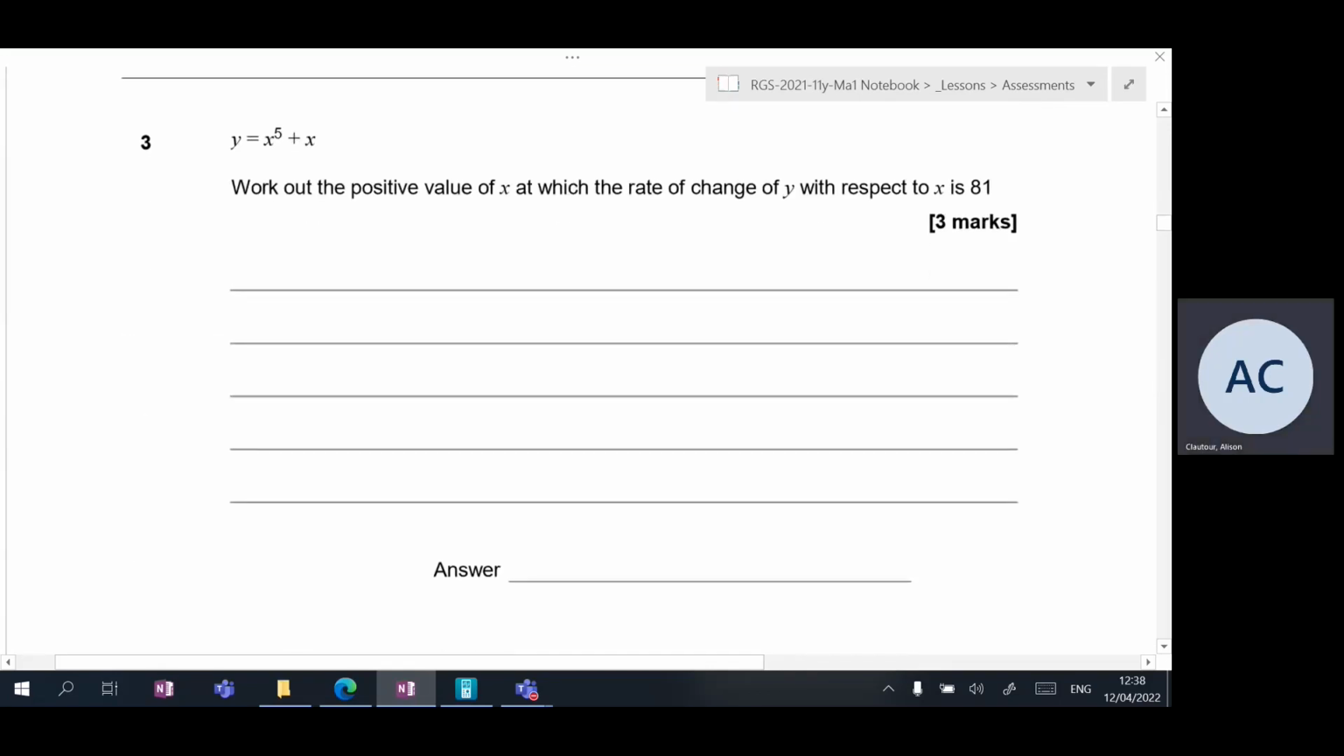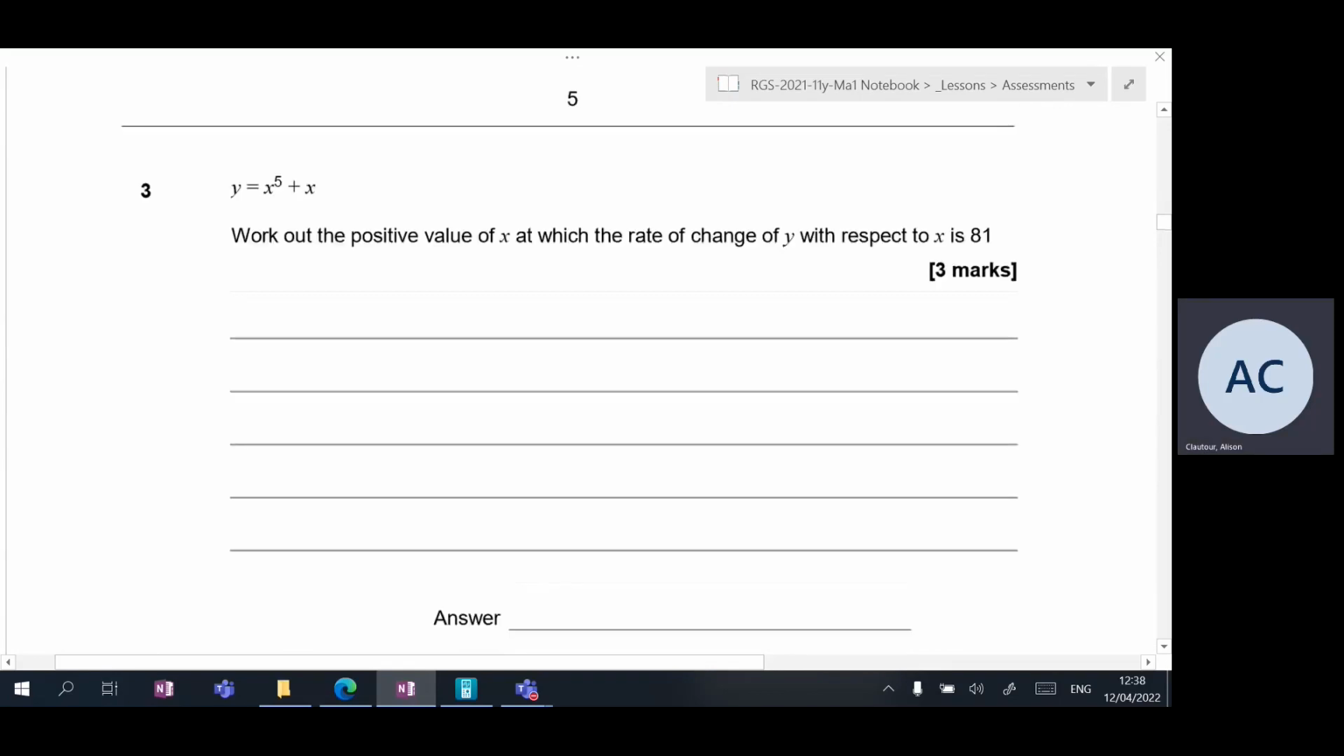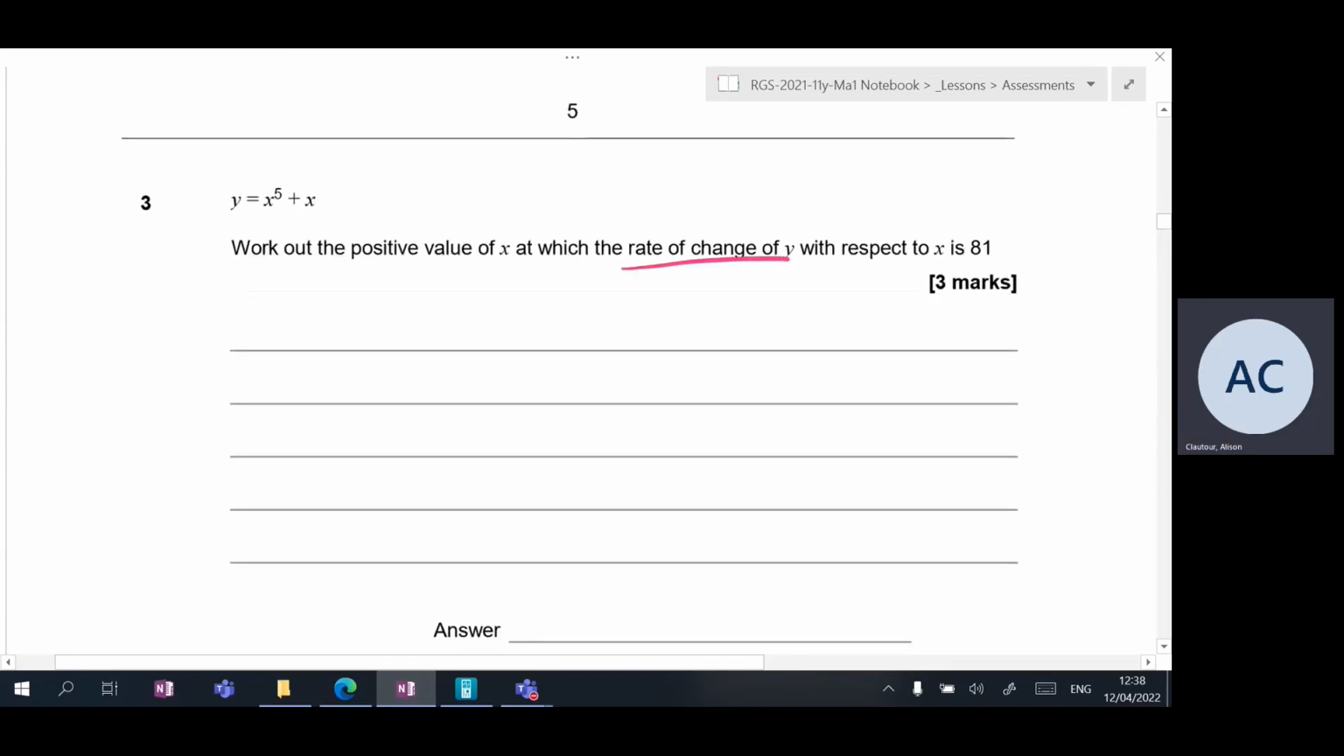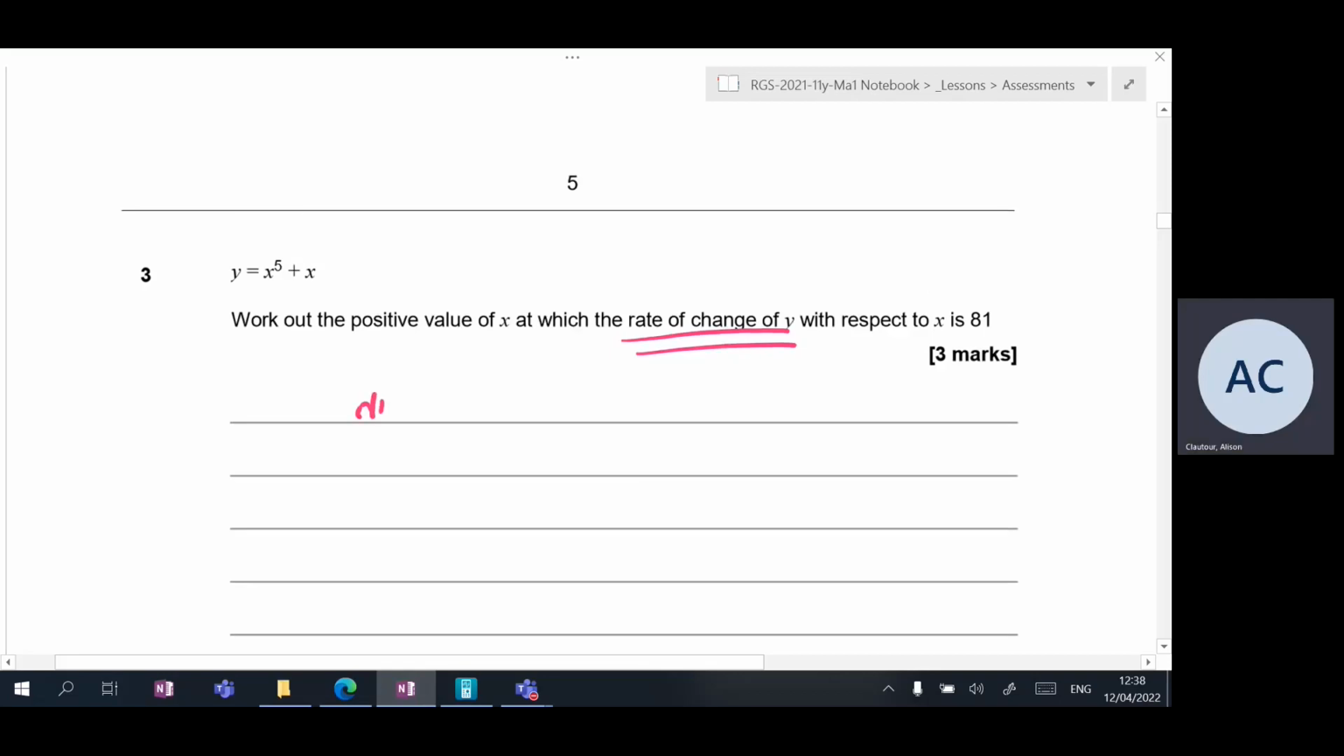Number 3. Work out the positive value of x at which the rate of change of y with respect to x is 81. As soon as you see the words rate of change of y, remember that means the gradient, so you're going to differentiate. Even if you don't know what to do with the rest of the question, as soon as you see those keywords, differentiate, and then you've got some of the first marks. So bring the power to the front and take 1 off the power. That gives me 5x to the 4 plus 1.